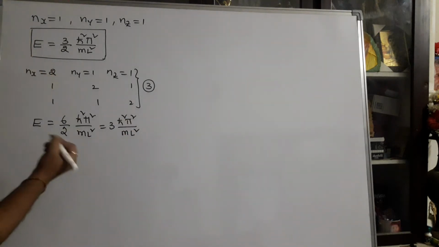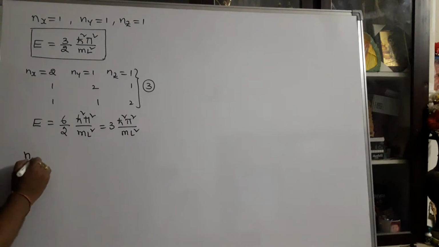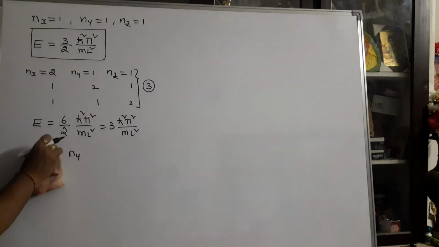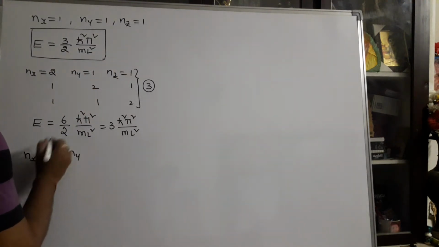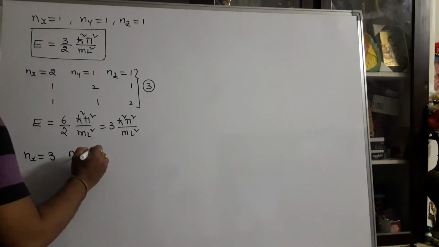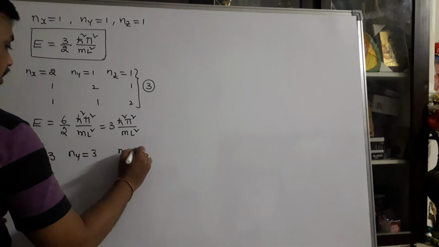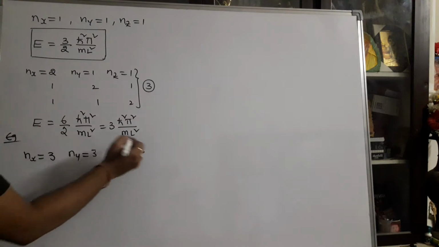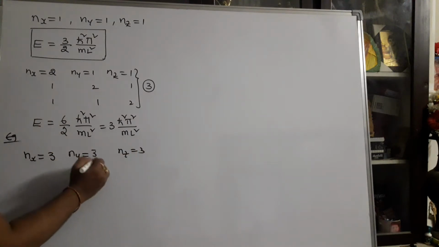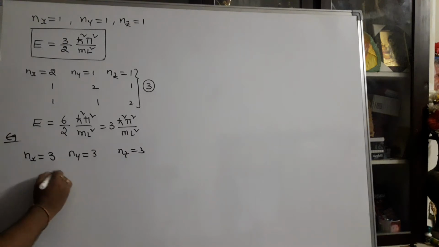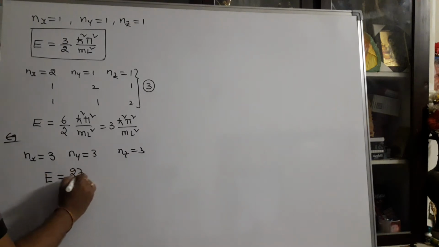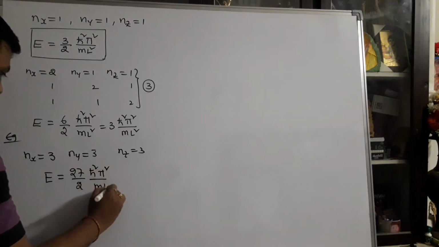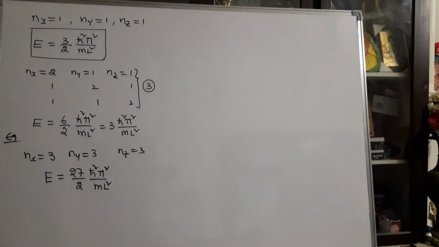After that, another possibility you can take, as an example case, nx equal to 3, ny equal to 3, nz equal to 3. So 3 squared plus 3 squared plus 3 squared: 9 plus 9 is 18, 18 plus 9 is 27. So the energy is 27/2 ħ²π²/mL².